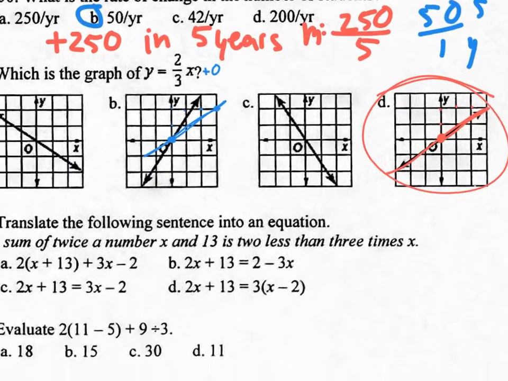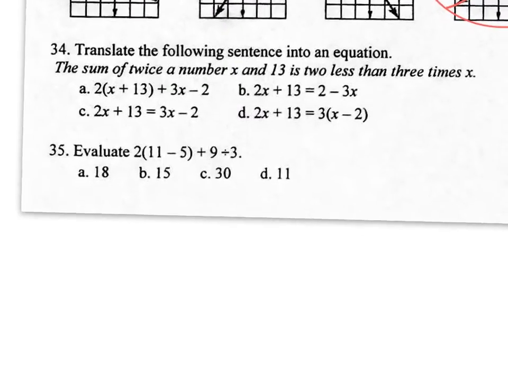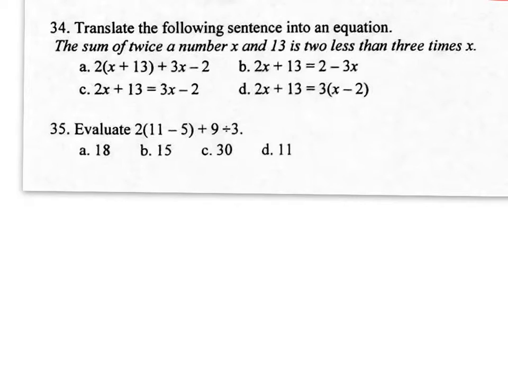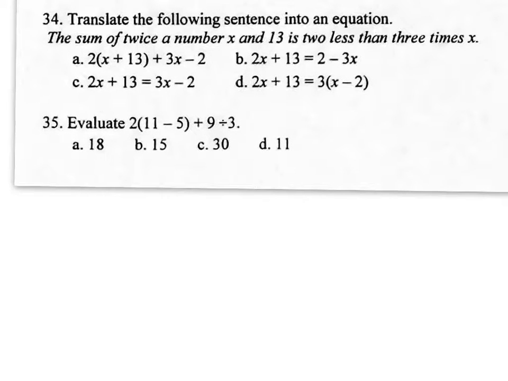Okay, moving on to the next one. Translate the following sentence into an equation. It says a sum. What does sum mean? It means add. The sum of what? Of twice a number x and 13. Let's pause right here.